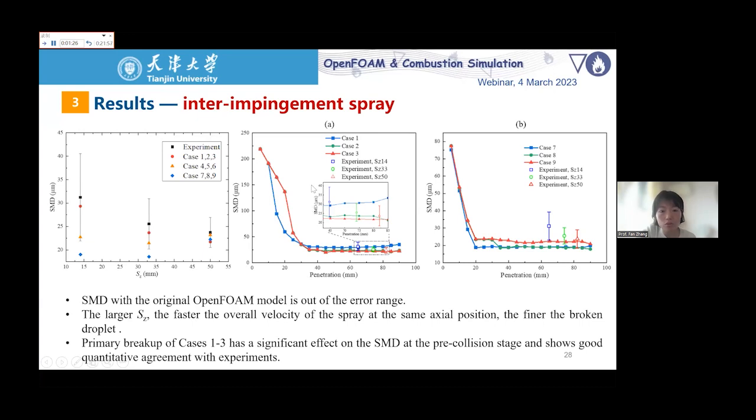And also for our cases, at the different impingement points, you can see the obvious decrease of the SMD. In OpenFOAM, you cannot see this kind of decrease, which is much more similar with the experiments in our case.